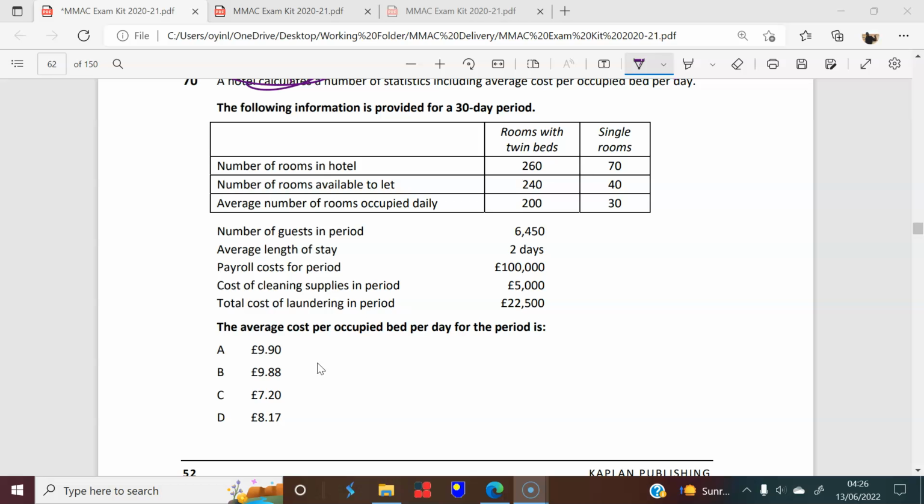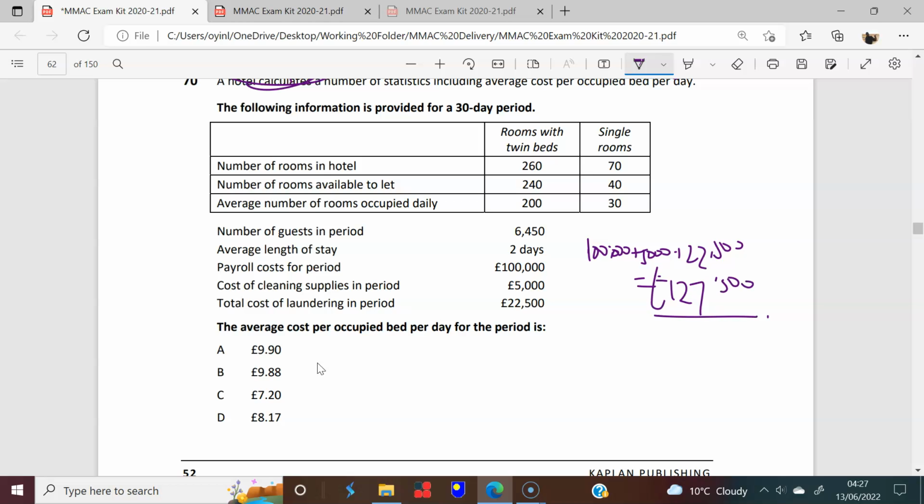Question 70. Okay, I thought this was a bit of an odd question, but how did I do this? Well, I think the first bit is to find what the total cost is, because we need to spread that cost. So we have 100,000 plus 100,000 plus 5,000 plus 22,500. Adding all these together gives you the total cost of 127,500.